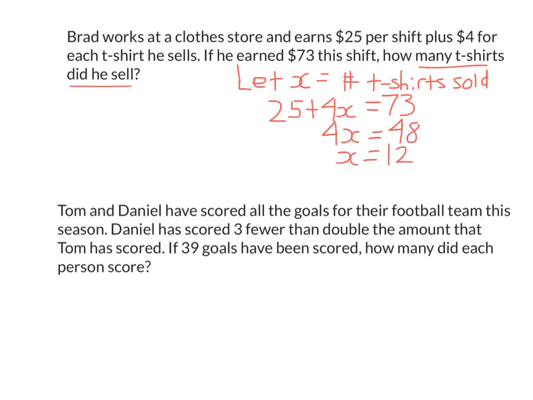So I found x equals 12. X was the number of t-shirts sold. So that means he sold 12 t-shirts. And I should always solve a worded problem with a worded answer. So let's look at this one here, which is a bit more tricky.